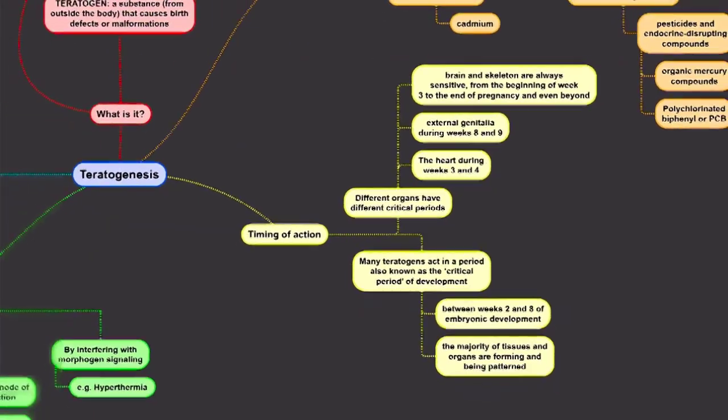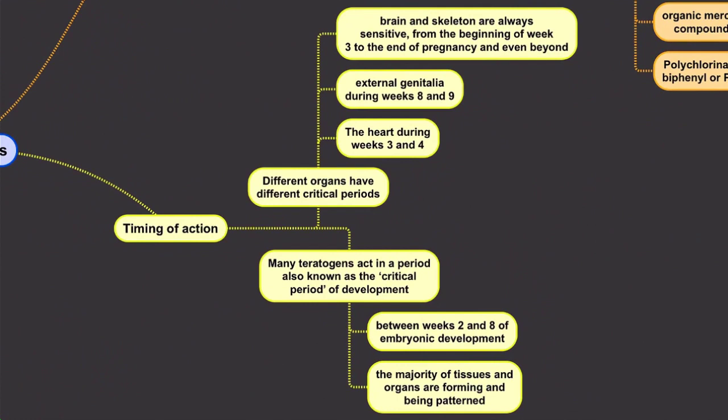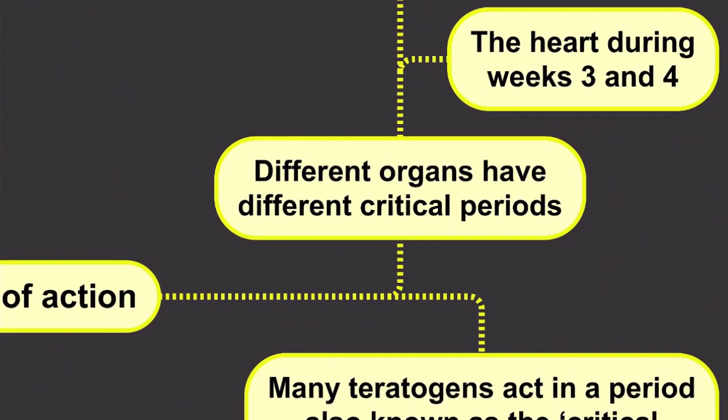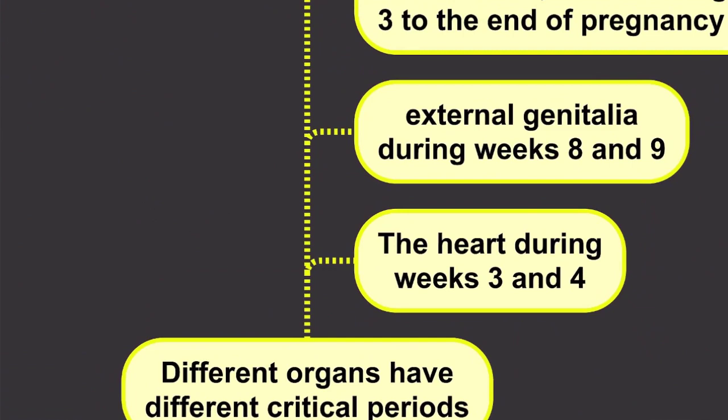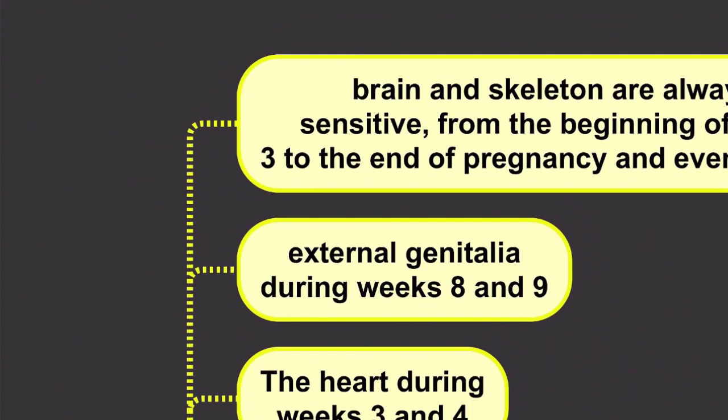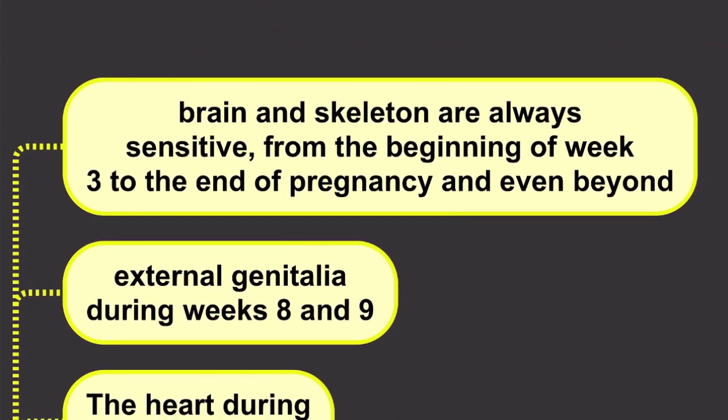Then you come to the next part here, that is timing of the action. Here there are two principal factors. First principle is different organs have different critical periods. So different parts of the body are extremely vulnerable at specific times of the development. Example, the heart is extremely susceptible in the 3rd and 4th week. The external genitalia is sensitive in the 8th and 9th week. And brain and skeleton are always sensitive beginning from week 3 to almost the end of pregnancy, or for that matter, even beyond.